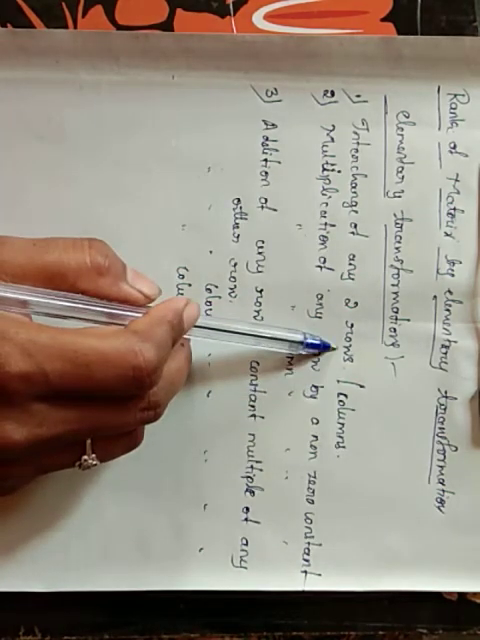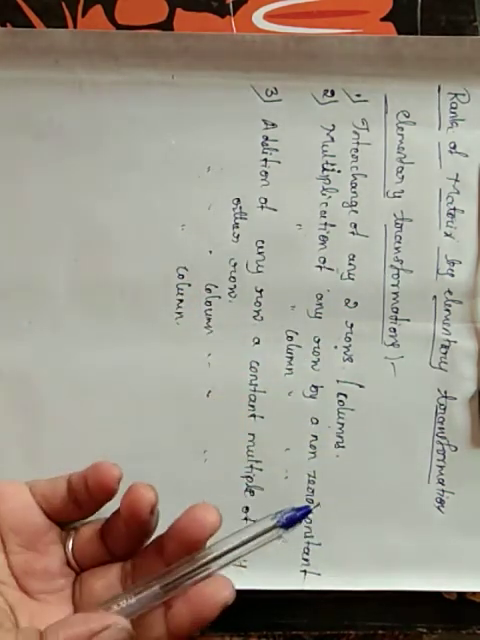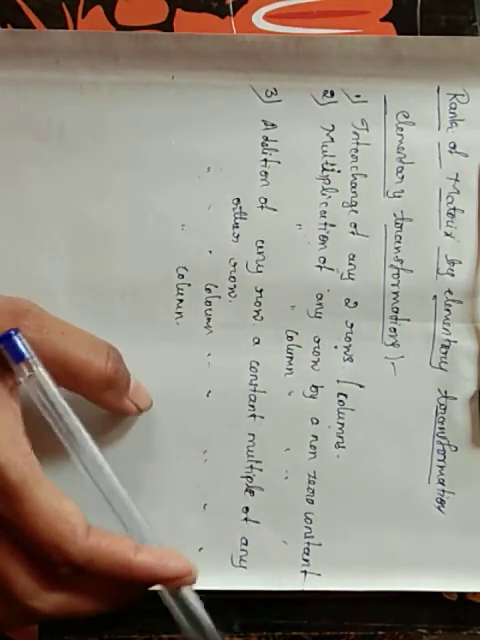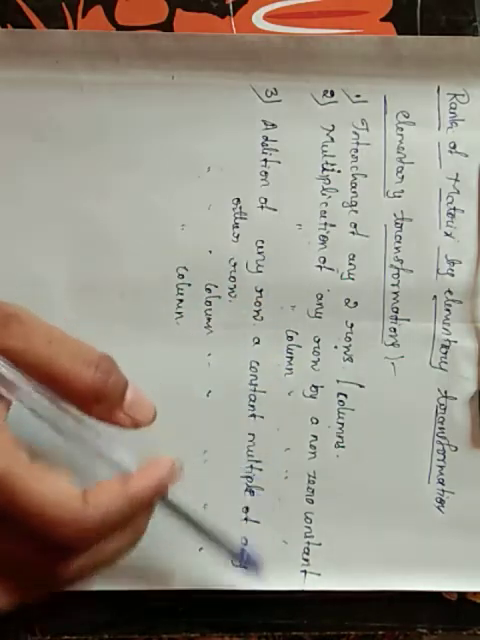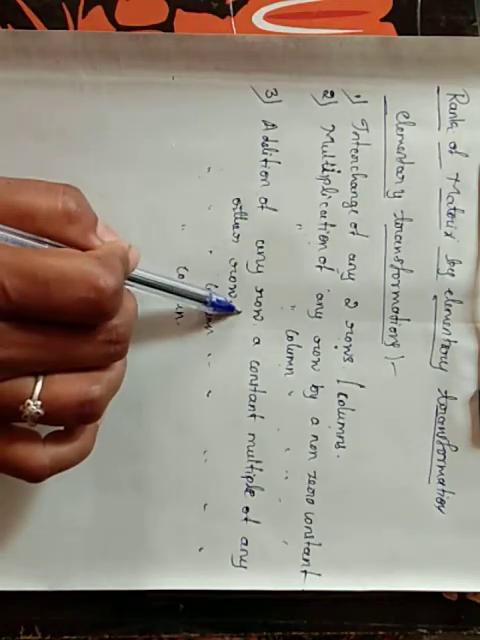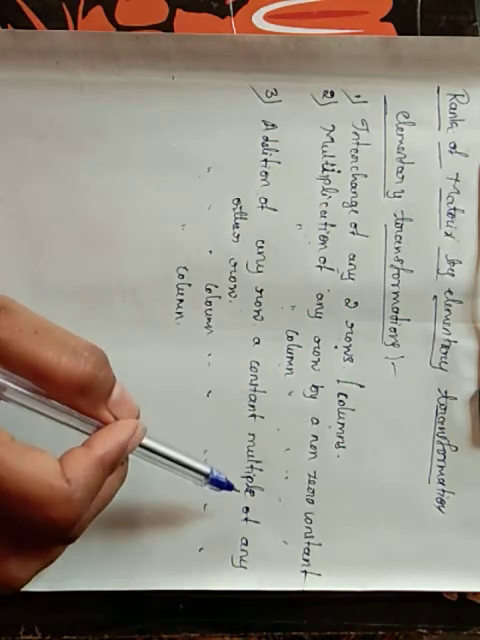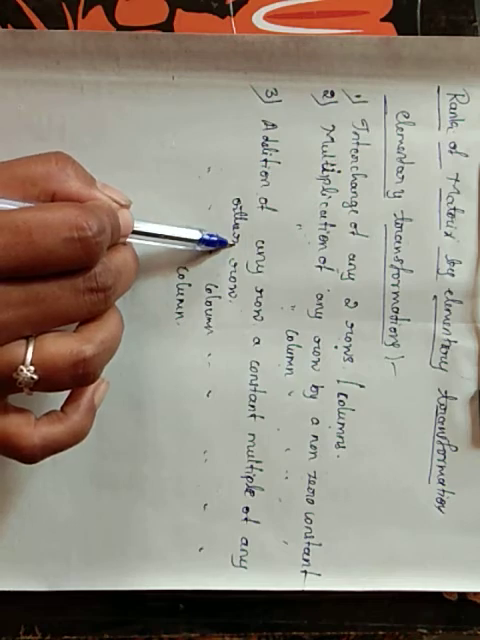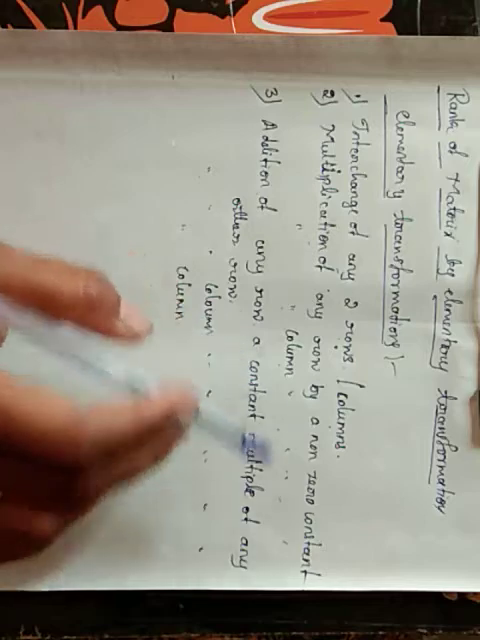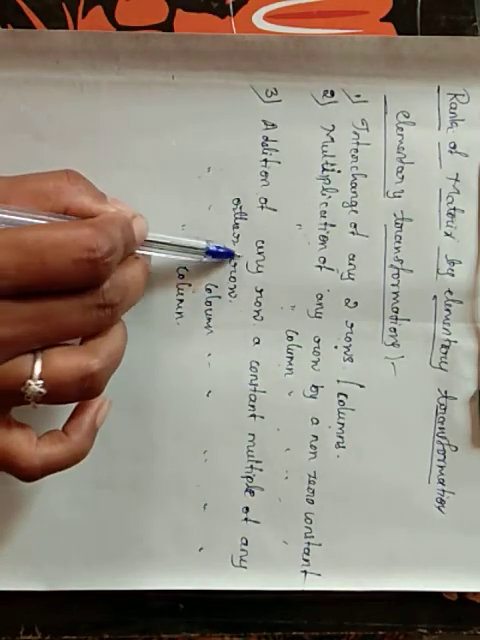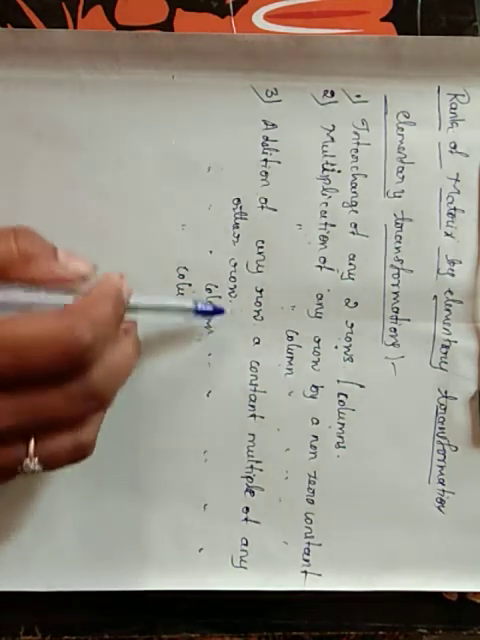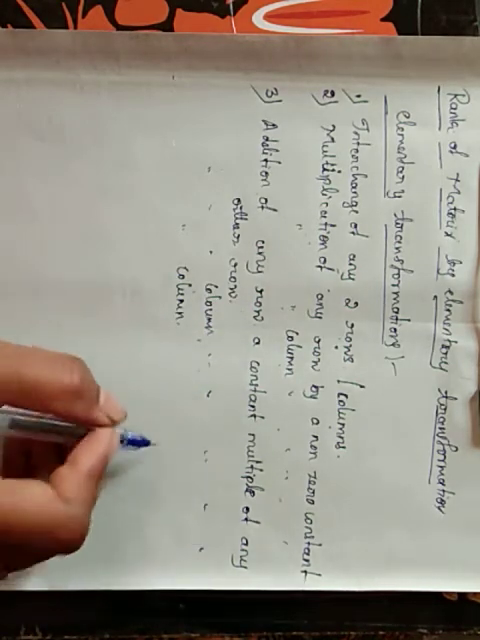It means we can interchange any two rows or any two columns, and also we can multiply any row by any non-zero constant. Similarly, we can multiply any column by any non-zero constant. Similarly, addition of any row to another row that is multiplied by some constant, and similarly addition of any column with another column which is multiplied by some constant.